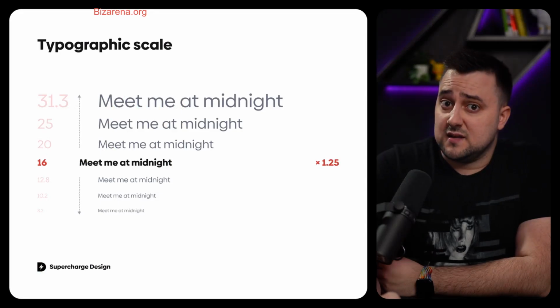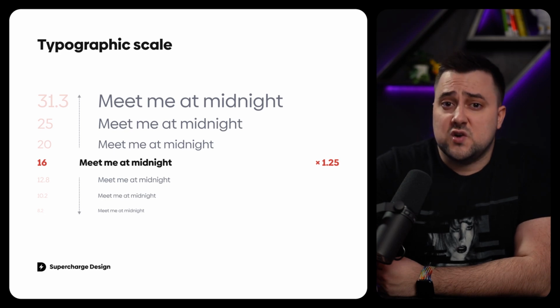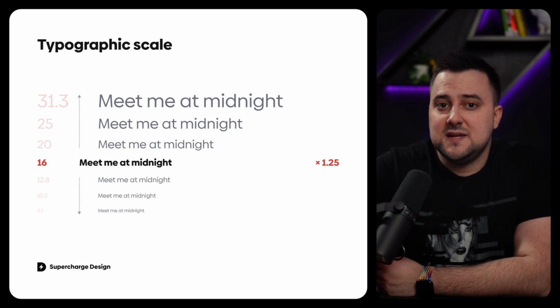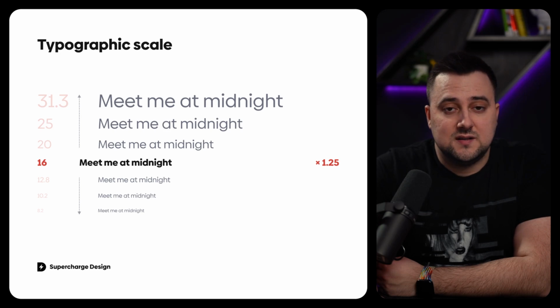A typographic scale is a collection of font sizes that are in visual harmony. To define a structured type scale, you need the base size number, the font size number of the main body text. Then you need to pick a multiplier you'd like to use.